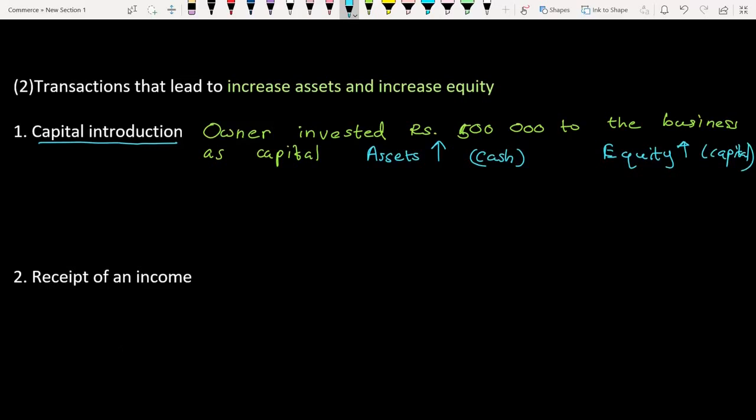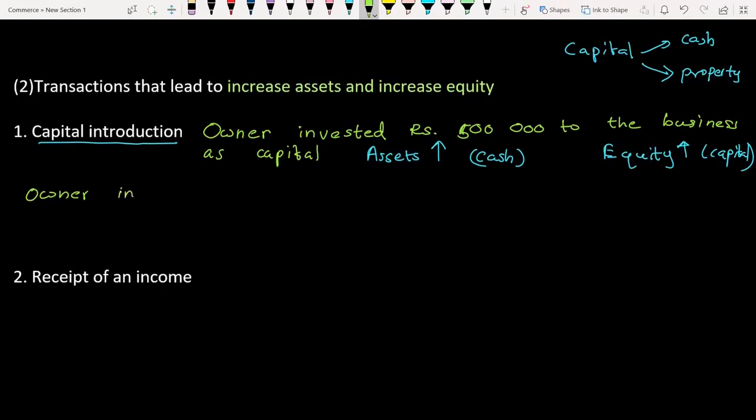So remember, capital can be in the form of cash or in the form of a property. So capital can be the private cash of the owner or the private property of the owner invested to the business. So there is another possible transaction that you can write, the capital in the form of a property. Let's say owner invested his private motor vehicle to the business. So how do we write it?